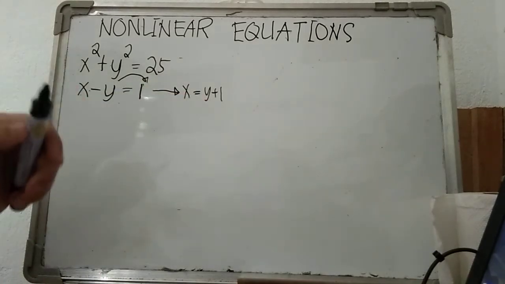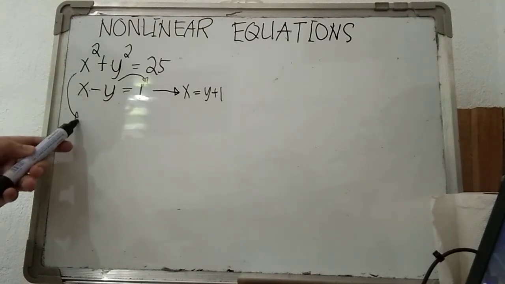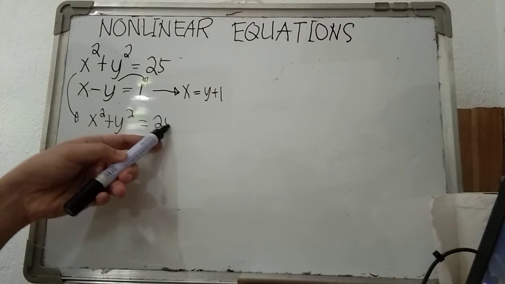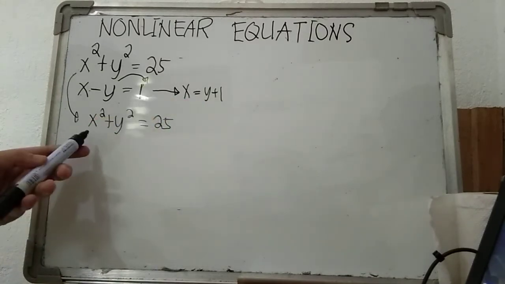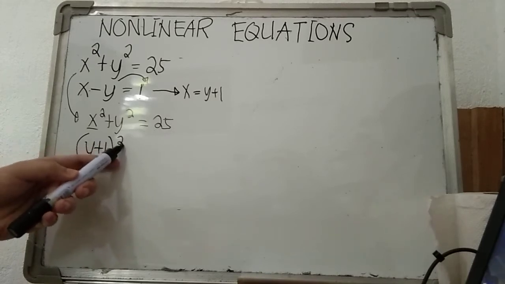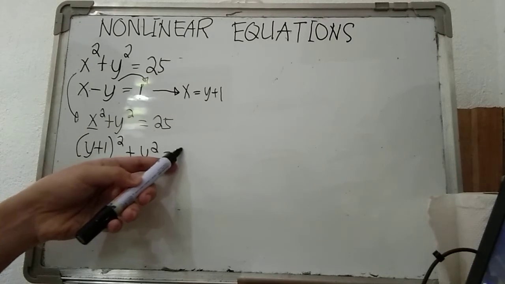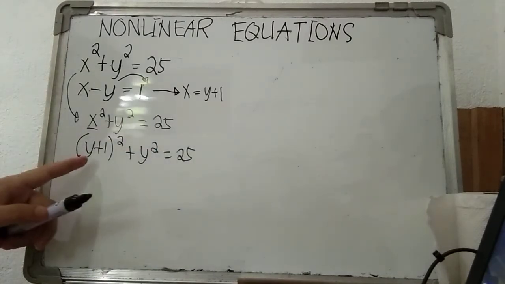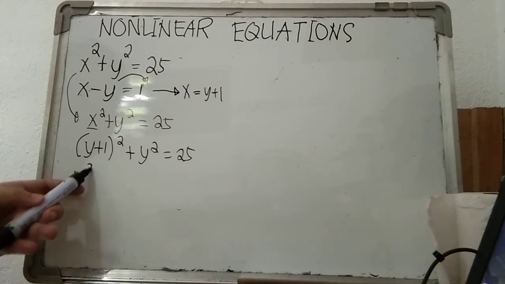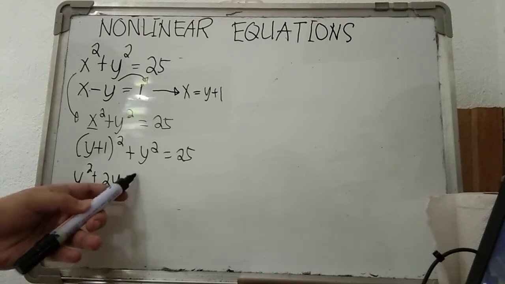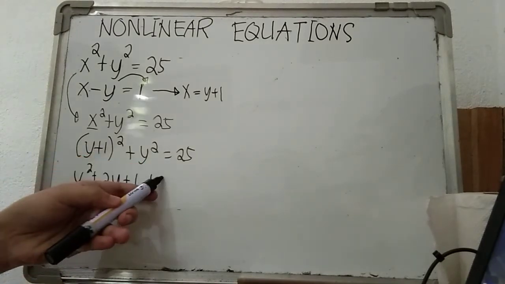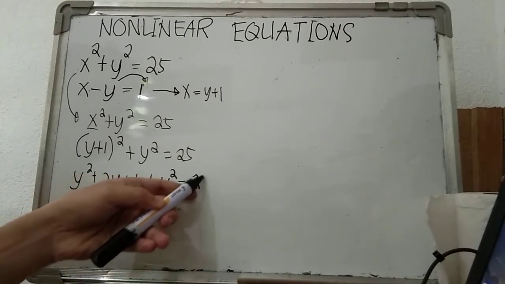Now, since our x is equal to y plus 1, then this equation, x squared plus y squared is equal to 25, we are going to substitute x with y plus 1. So we have here (y plus 1) squared plus y squared is equal to 25. Now multiplying y plus 1 by itself using the FOIL method, we are going to expand, so this will become y squared plus 2y plus 1. This is the expanded figure of (y plus 1) squared. And you have to continue writing y squared, and then copying the right side, which is 25.